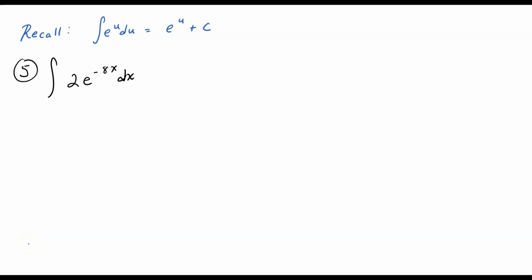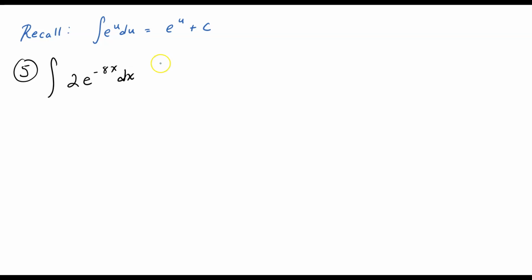Okay, now we're going to be talking about some exponential integration. This is the base e that we're dealing with. And recall that the integral of e to the u du is just e to the u plus c. Now we're going to take the u substitution and kind of do the chain rule in reverse, because that's what this is. So let's take a look here.